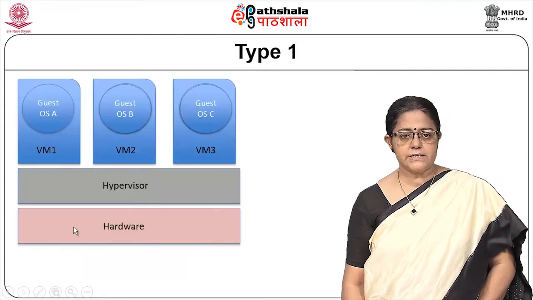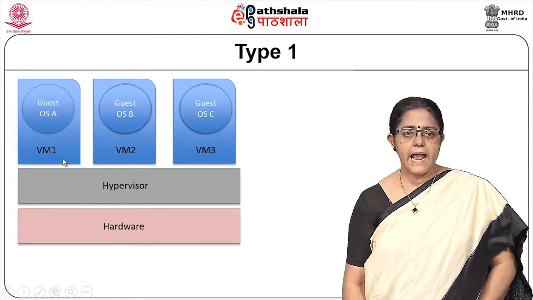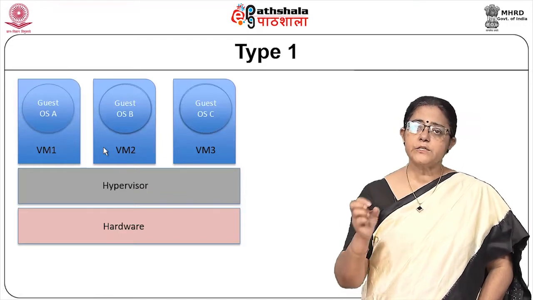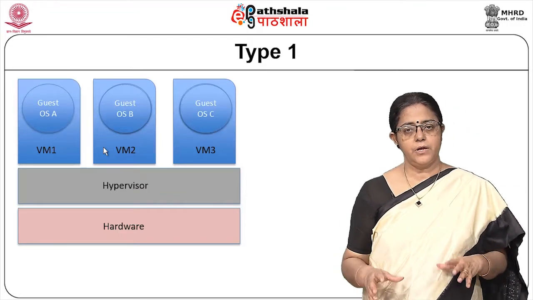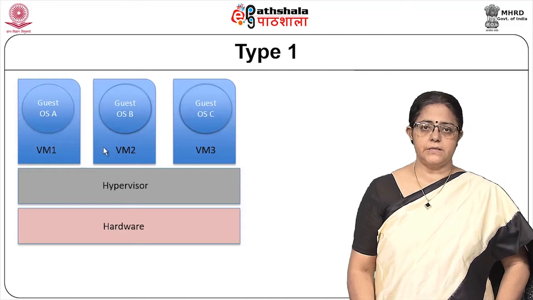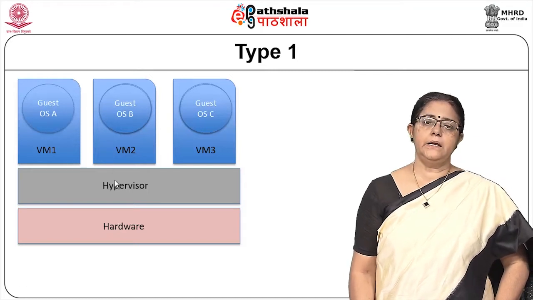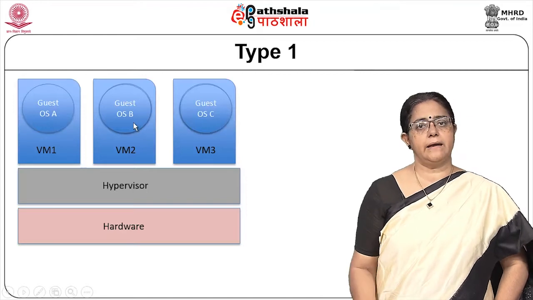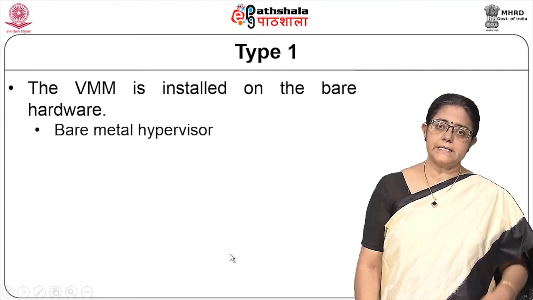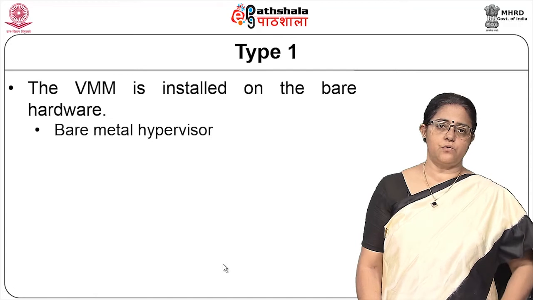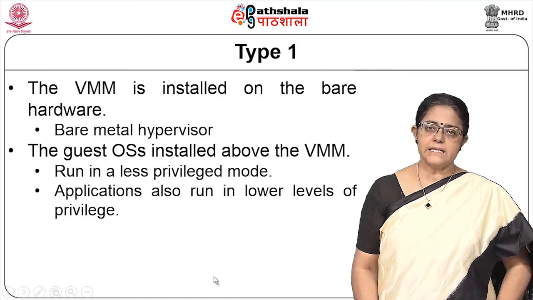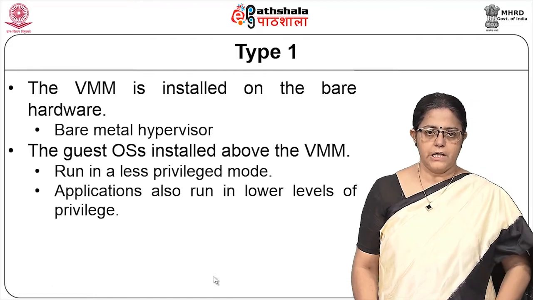Now, how does this look? This looks like this. So, this is our hardware, this is our hypervisor, and each of these virtual machines will have an application, its own operating system, and a set of virtual hardware. So, any number of virtual machines can be run on this kind of environment, and in each of these virtual machines we can run a separate operating system. Since the VMM is installed on top of the hardware, type 1 is also called a bare metal hypervisor. The guest OS will be installed on top of the VMM.